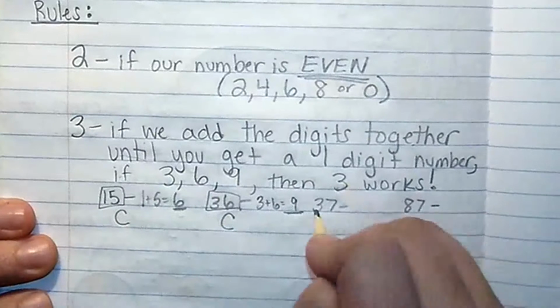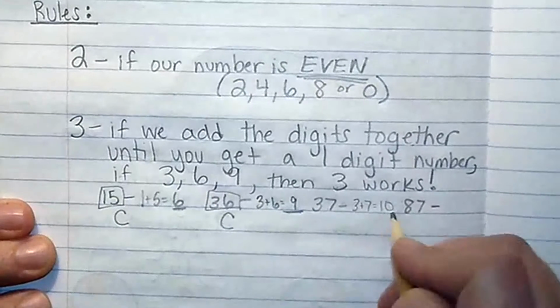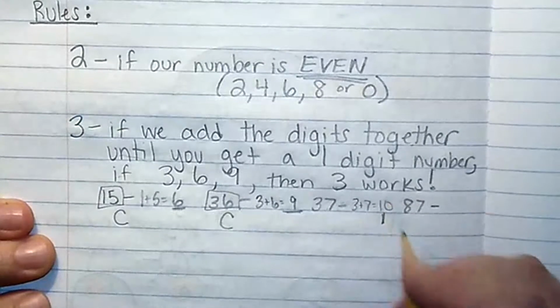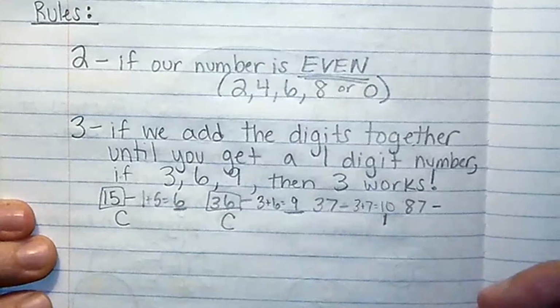What's 3 plus 7? It's 10. What's 1 plus 0? 1. Is that equal to 3, 6, or 9? No. So that does not prove my number's composite. This would be a prime number.